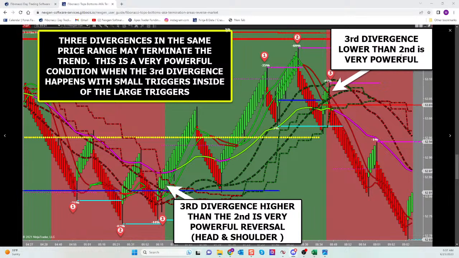Notice that we use the phrase may. We don't say it definitely will terminate the trend. It's not absolutely guaranteed to happen. Guys, it may terminate the trend. 3 losses of momentum in the same price range might make that market go the other direction. It becomes even more powerful when those small triggers work their way inside of the large. Now we have anything can happen triggers, weak triggers on that small chart, and it's coupled with 3 losses of momentum.